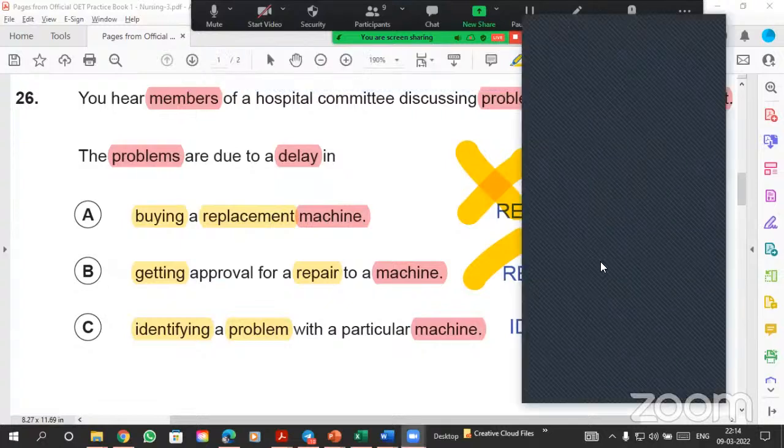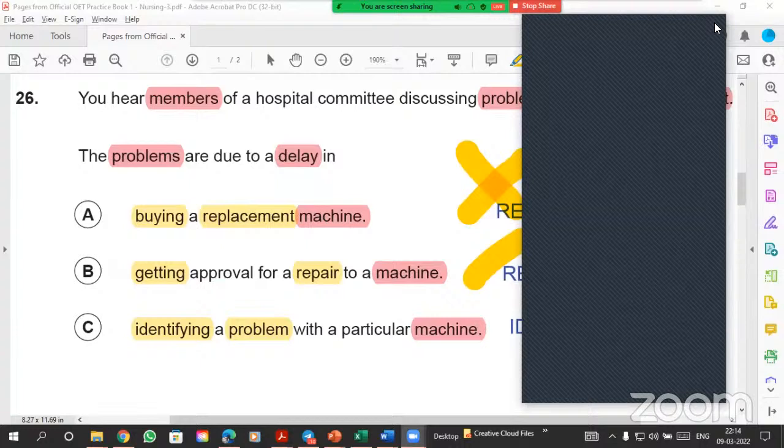Yes. So now we are moving to the next part, that is reading. So we are going to take Part B, reading now. Part B, reading.